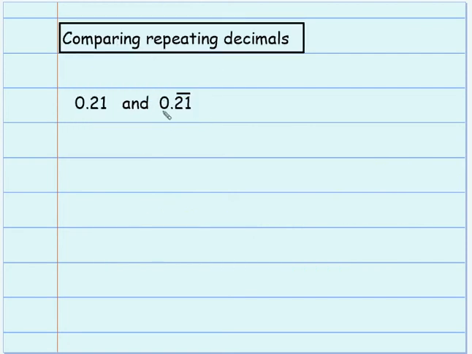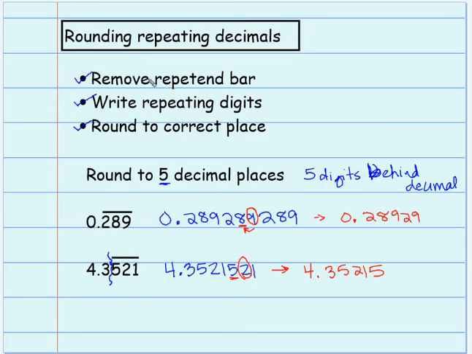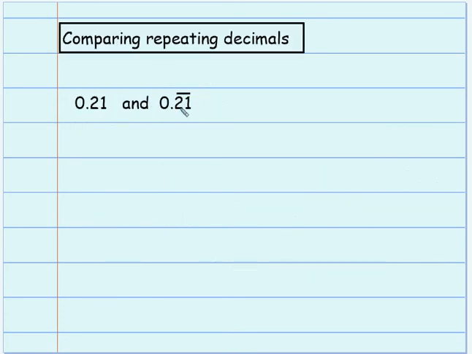Comparing repeating decimals works very similar to rounding them. You need to extend the repetend, the repeating digits, just like you would to round them. Because this digit here is still 0.21. But this number is really 0.21 that continues forever. So it's really 21, 21, 21, etc. So you need to write out some extra digits in order to compare.